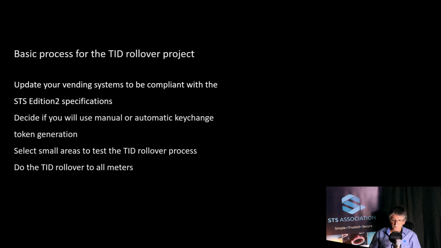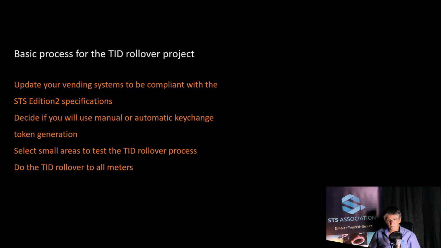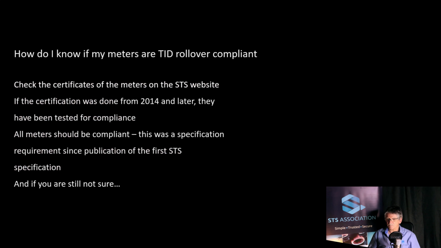So let's look at the basic process. The first thing you need to do is update your vending system to be compliant with the STS Edition 2 specifications. Decide if you will use manual or automatic key change token generation when you're doing your TID Rollover project. Select small areas to test the TID Rollover process on, and then do the TID Rollover to all of the meters. So that's the basic process you need to follow.